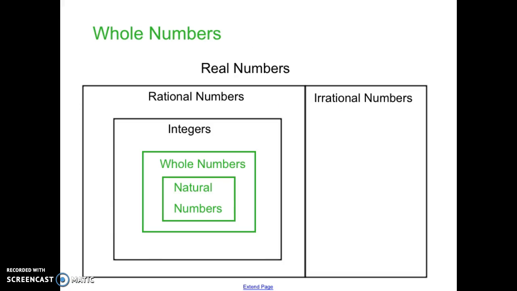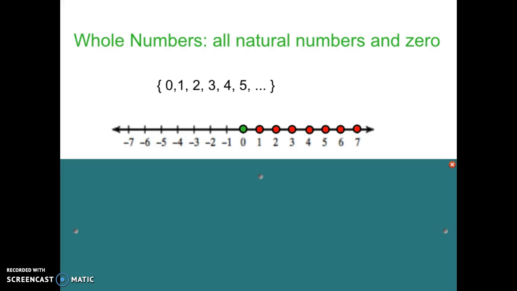As we expand, the next bigger subset are the whole numbers. Notice the natural numbers are inside the whole numbers, so any natural number is a whole number. As a matter of fact, whole numbers include all the natural numbers and zero, so the subset of whole numbers is barely any bigger than the natural numbers. The only extra number we are including is 0. So we're going to start at 0, 1, 2, 3, 4, 5, continue on forever to the right. On the number line, once again, you'll notice we have all of the natural numbers, and we're going to include 0 as well.